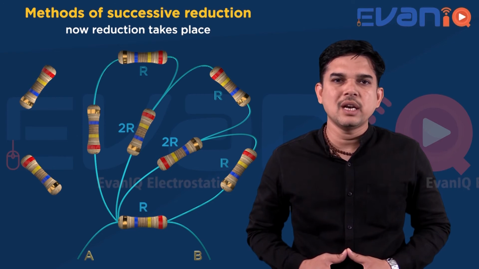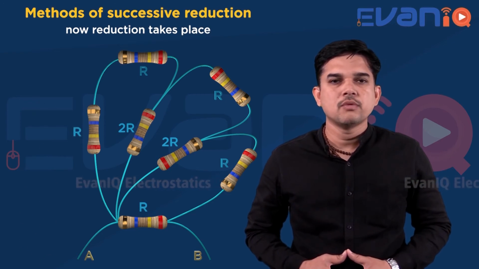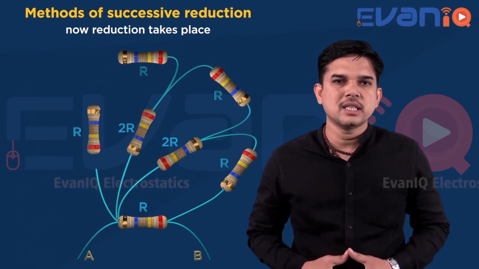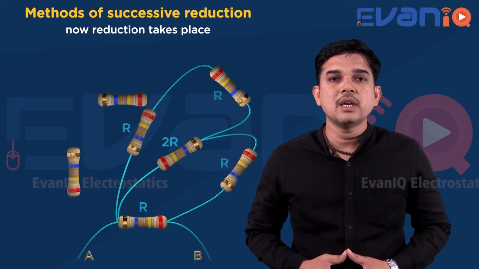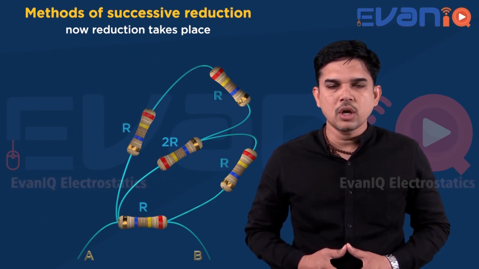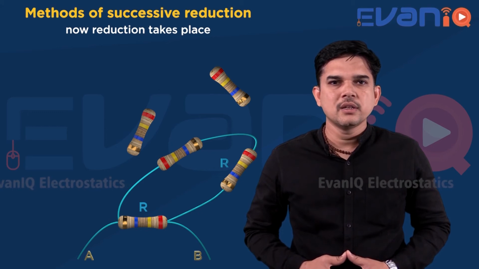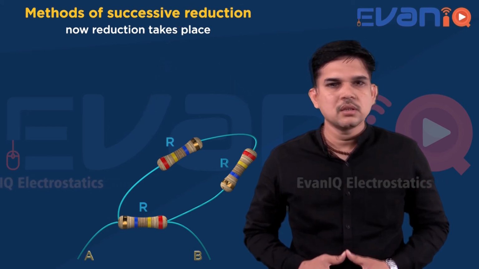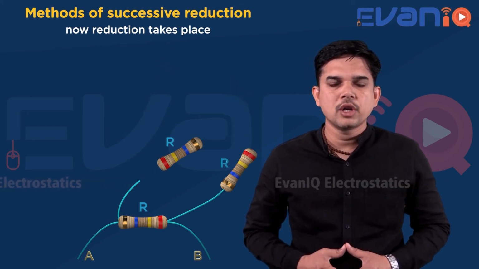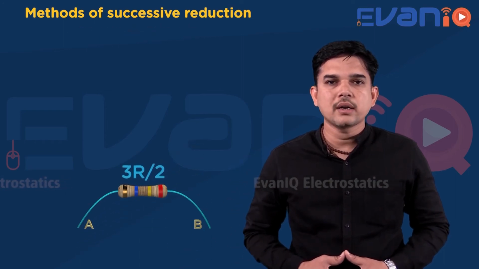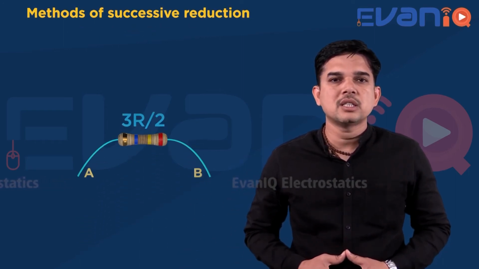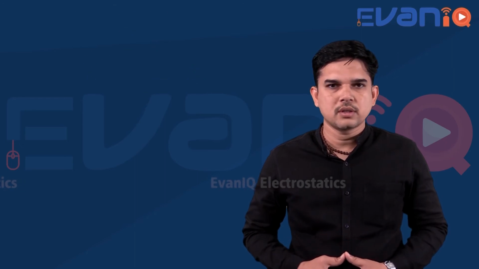The same process will continue until we get a single resistance, and that will be the equivalent resistance of this circuit. Now continuously solve the circuit with series and parallel combinations, and after solving it we will get 3 by 2R as the equivalent resistance of this network.